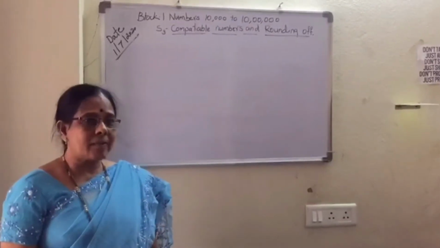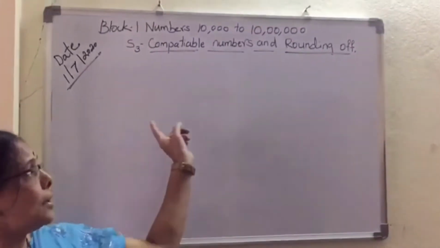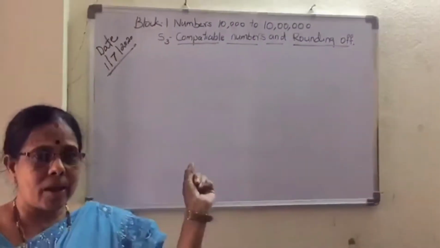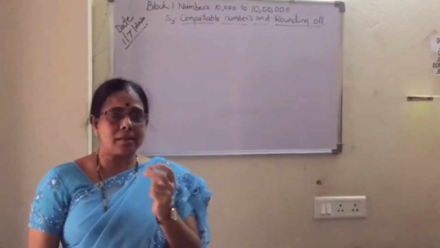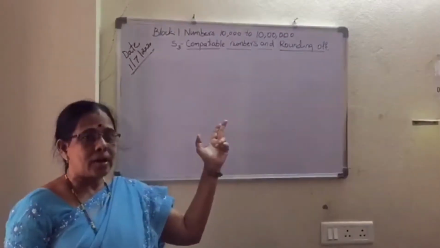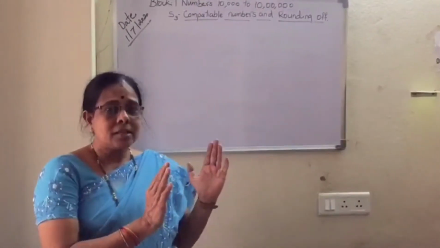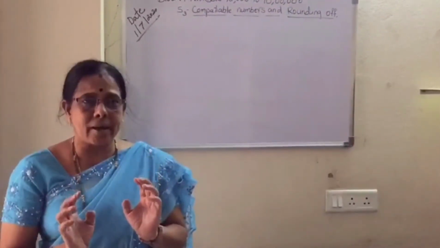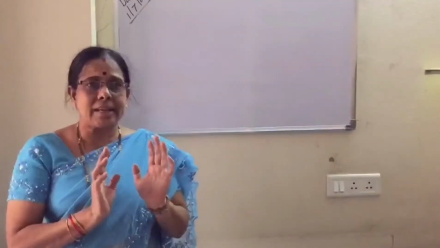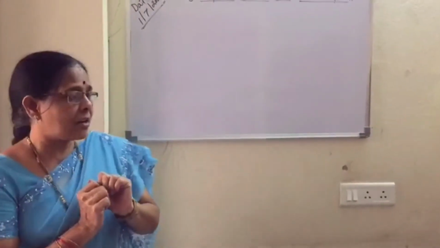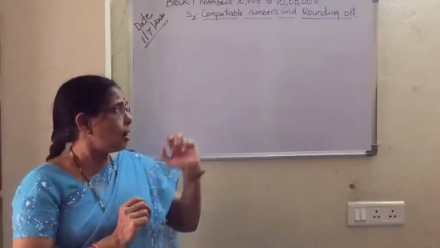See, in the previous class we learned about compare and order. So before starting the new lesson, once again I'll remind you, children. What is compare? How will you compare two numbers? When you compare two numbers, suppose one number has 3 digits and another has 4 digits, the 4-digit number is bigger. Suppose both numbers have the same number of digits, how will you compare, children? We'll start from the highest place value. So next, order the numbers.